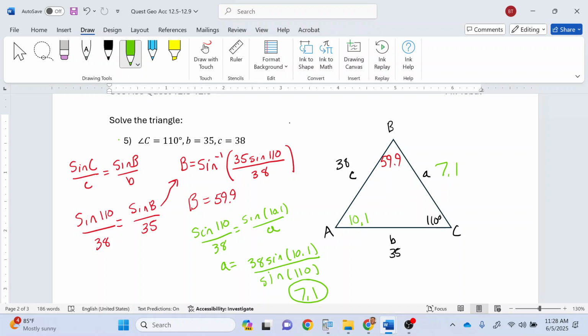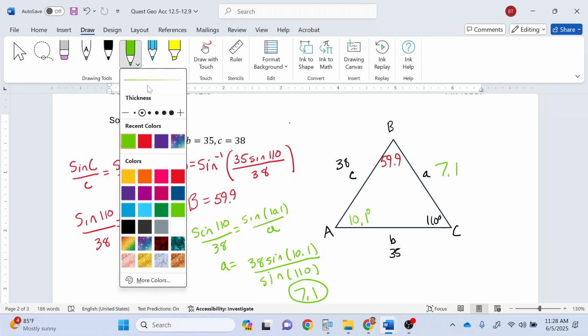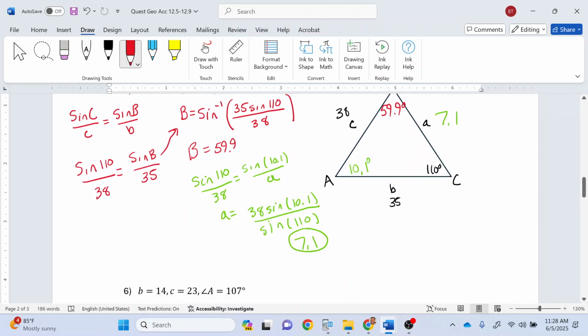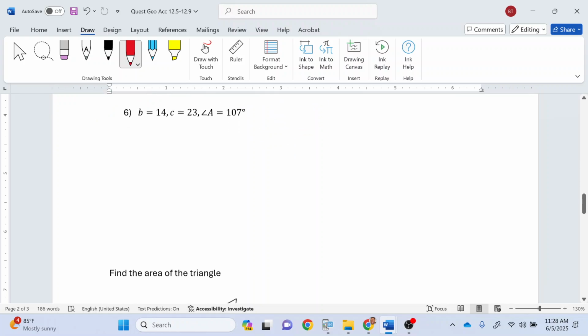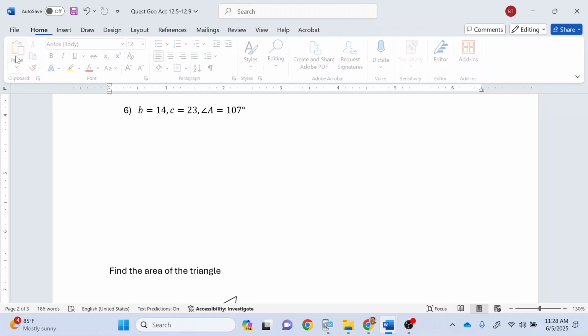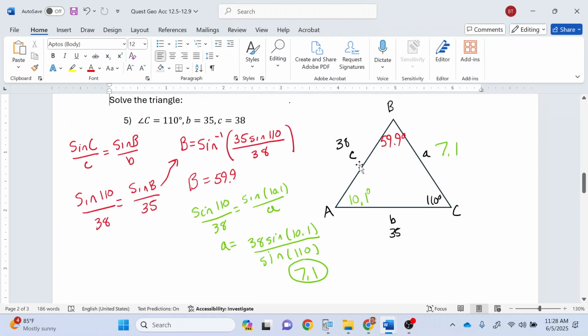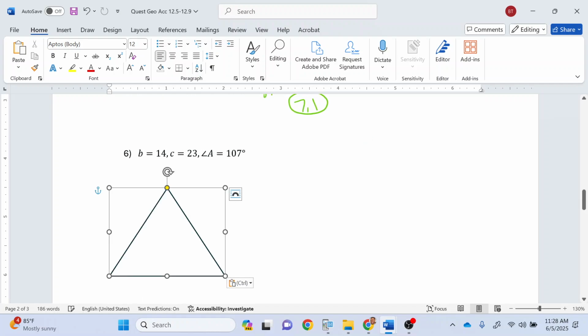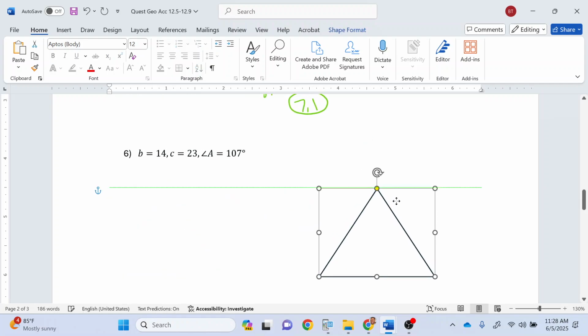Yes. Capital A is 10.1 degrees, and then capital B is 59.9 degrees. Okay, let's do our next one. Again, we'll set up the triangle. I'm going to cheat because I have a computer. Copy, paste. All right.